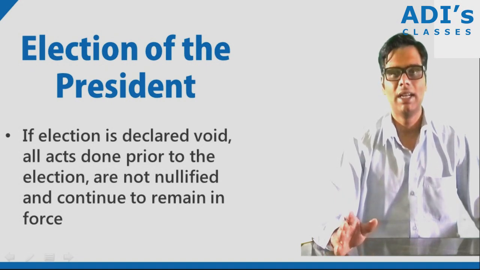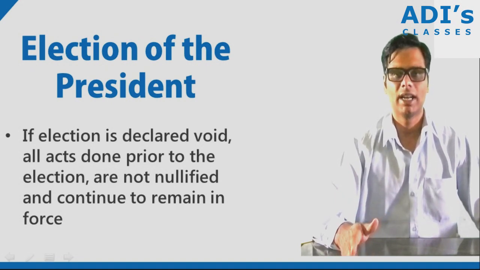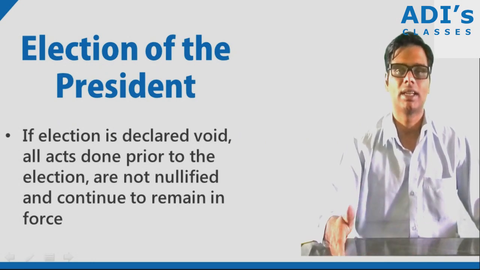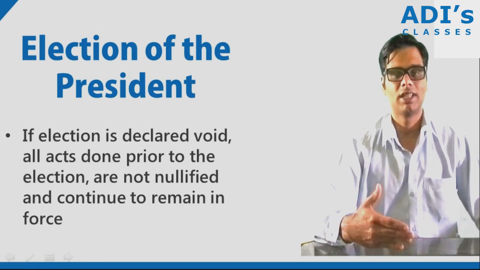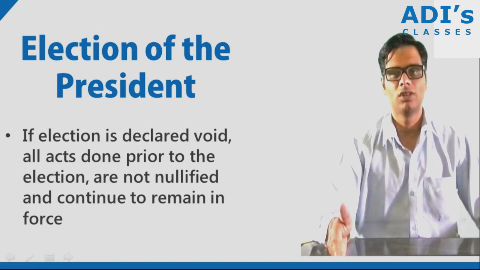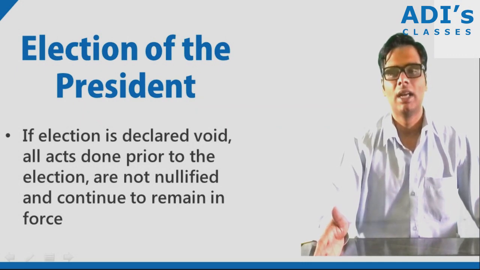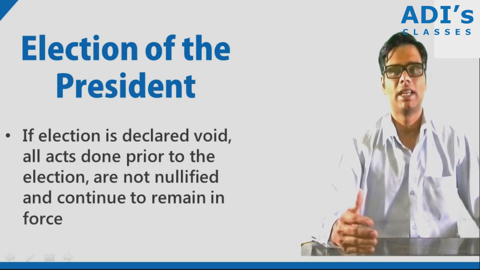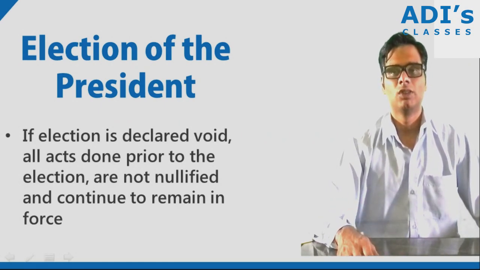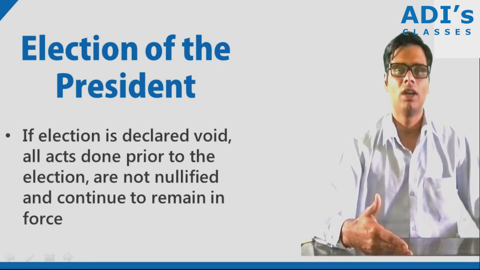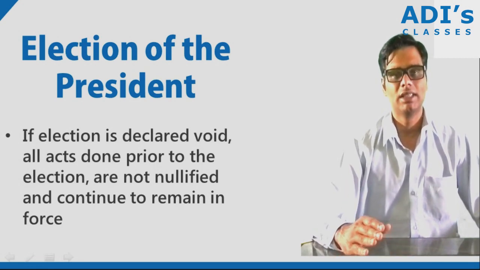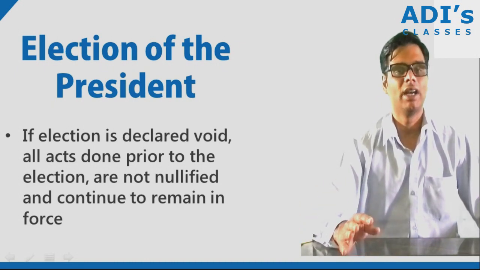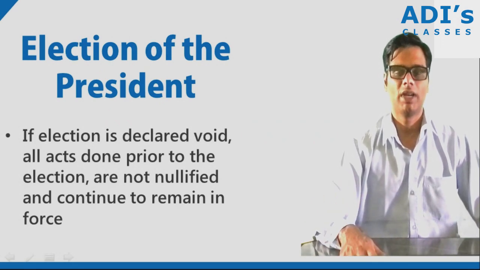What does this mean? This means that even if a president's election is declared to be void, till the time that his election is declared void, whatever acts or decisions that he has taken continue to remain in force unless and until the new president decides to repeal them. So let's say before the president's election has been deemed void by the Supreme Court, the president has gone and signed a declaration of national emergency. This will still be valid even though the president's election has been declared void. The national emergency will continue to remain in force.